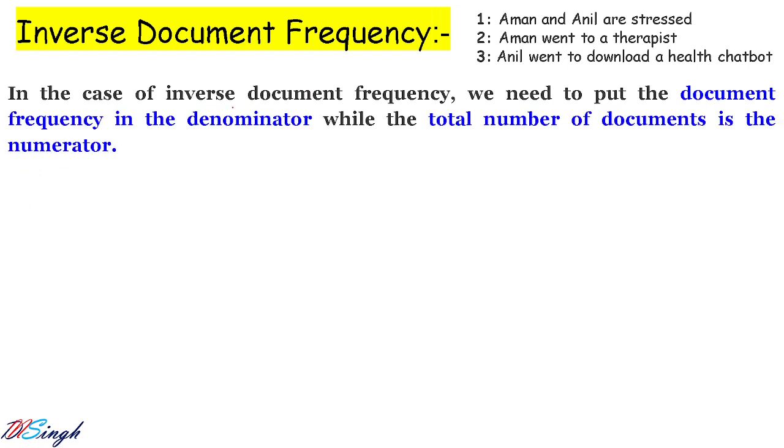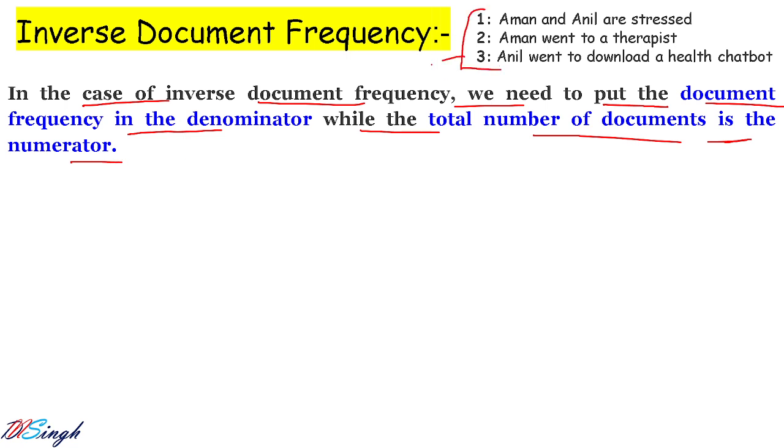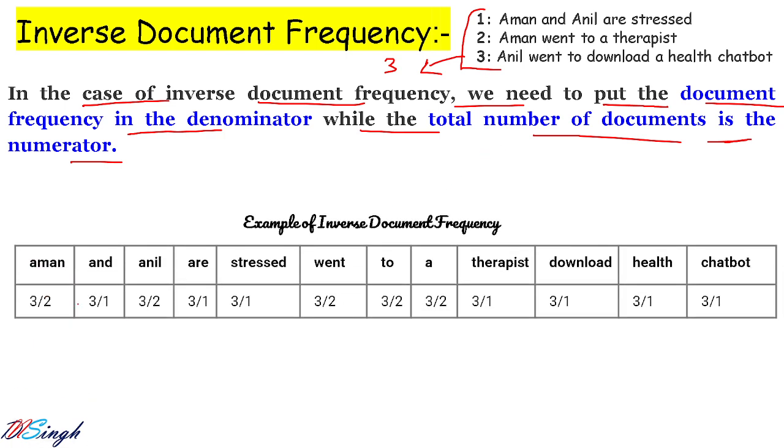Let us see how to calculate the inverse document frequency. In the case of inverse document frequency, we need to put document frequency in the denominator, while the total number of documents goes in the numerator. So the total number of documents, how many? We have 3. So our numerator will always be 3 and document frequency will be in the denominator. So Aman has the document frequency as 2, that is in the denominator, and in the numerator the number of documents. How many documents are there in the corpus? 3 documents. Like that, for each word we will calculate the inverse document frequency.